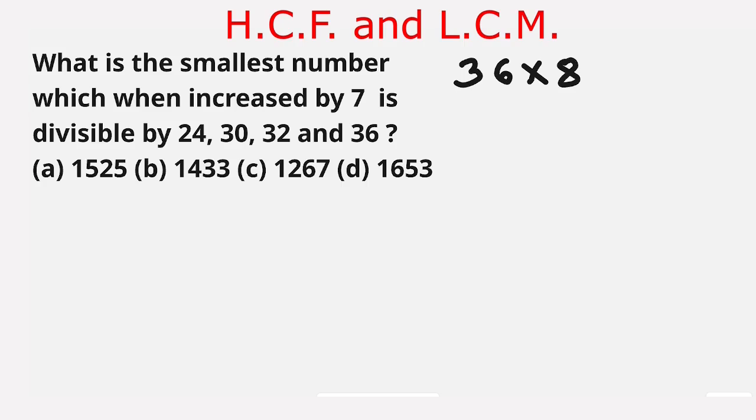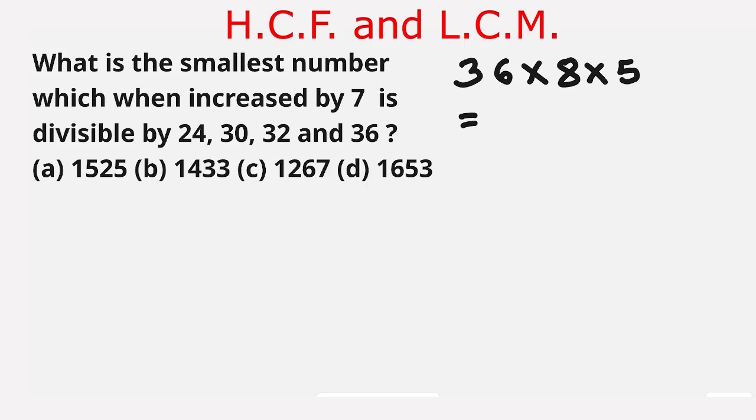One more number left is 30. 30 is 6 multiplied by 5. 6 is included in 36. So we have to multiply it by 5 so that 30 is also included in these multiplications. Now this is our LCM.